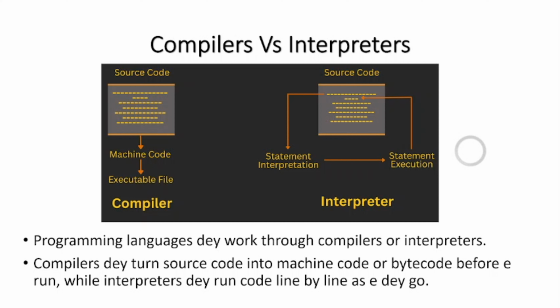Compiler dey turn source code into machine code or byte code before you go run am. While interpreter dey carry code line by line and e go run am once. That means e go take the code one line, interpret am, take the other one, interpret am, take the other one, interpret am. Unlike compiler, compiler go take the entire code wey you write, e go pack all of them together and interpret them once. Na the difference between compiler and interpreter be that. Remember, interpreter dey go line by line, but compiler go gather everything and interpret am once. Depending on the programming language you dey use, will determine which type of translator you dey use. E fit be compiler, e fit be interpreter.